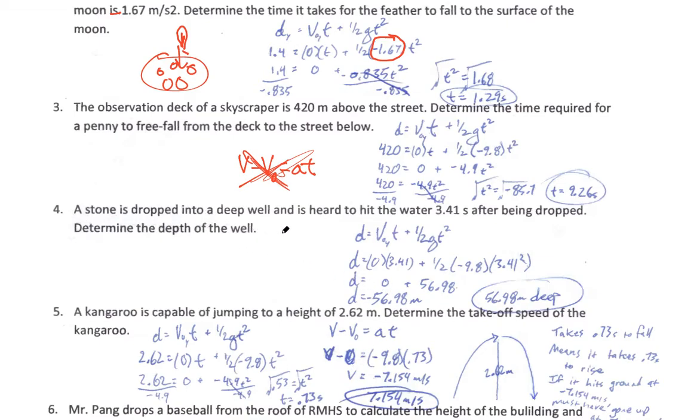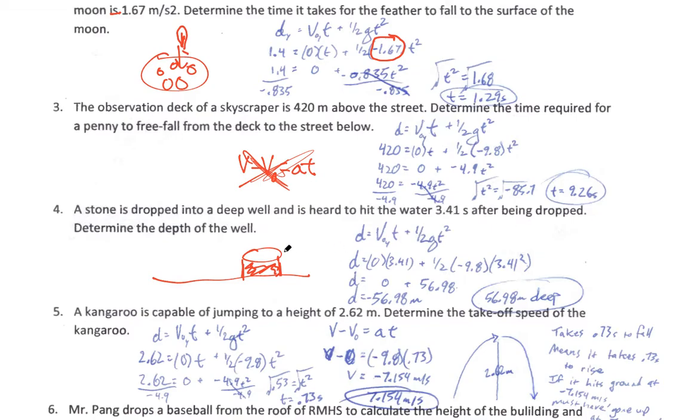A stone's dropped into a deep well, and it's heard to hit the water 3.41 seconds after being dropped. Determine the depth of the well. That's kind of cool. Even if you're somebody that's not interested in physics, isn't it cool that the natural laws of the world are so consistent that we can actually figure out how deep something is just by simply dropping something and timing it? We don't actually have to measure it. Kind of cool. Dorky or not, it's cool.